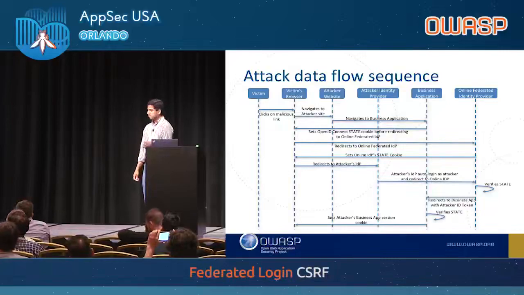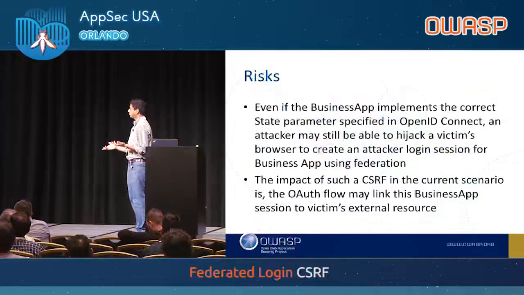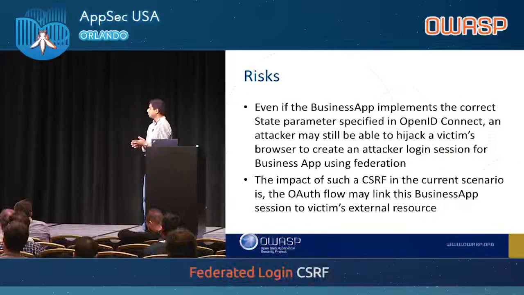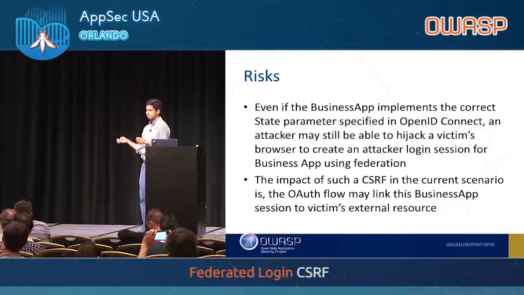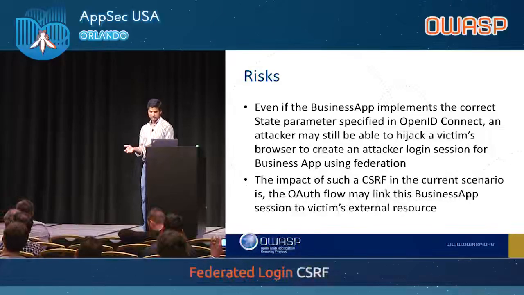And now the risk is the same as the case of an OpenID Connect flow, where if the OAuth consent flow is initiated, then the social profile of the victim gets linked to the attacker's identity. And all that the attacker has to do is log into the business application with his own identity, and get access to the victim's resource.